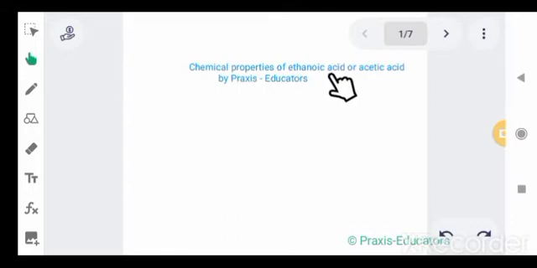We are going to talk about the chemical properties of ethanoic acid or acetic acid. We all know that ethanoic acid is found in vinegar naturally. So it belongs to the alkanoic family or carboxylic acid family. So let's get to work.